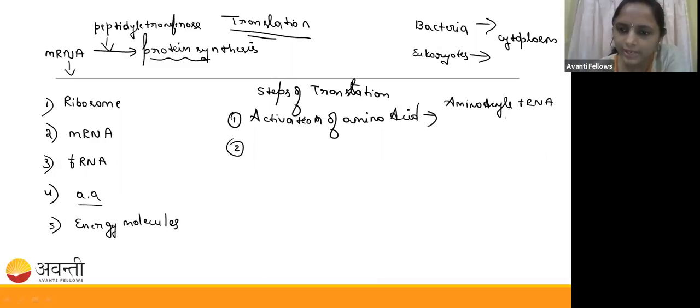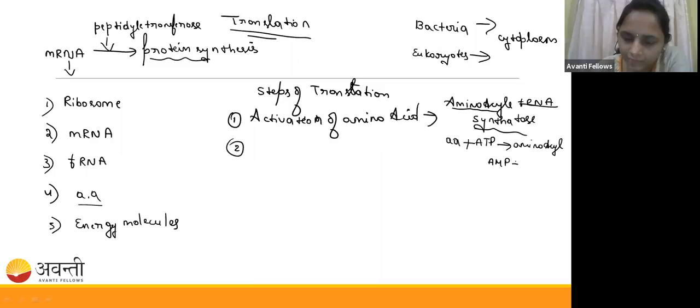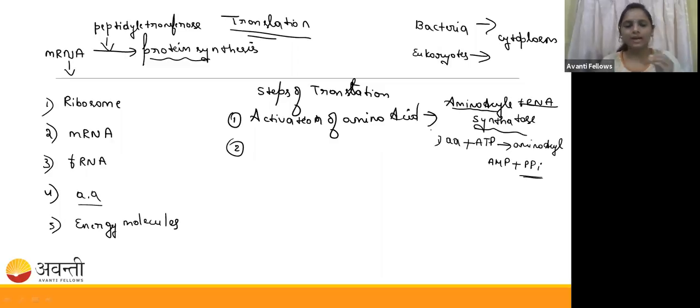Amino acyl synthetase, guys. What it is going to do is, as already told, an energy molecule is required. Amino acid is there. Now for this amino acid, we are going to add the ATP molecule. Then we are going to get the amino acyl AMP plus PPi. We are going to eliminate this 2-phosphate group. So this is what is called the activation of the amino acid.